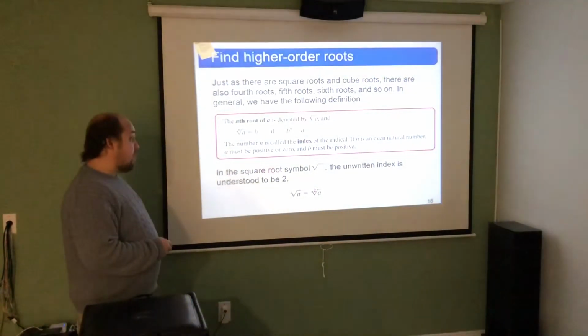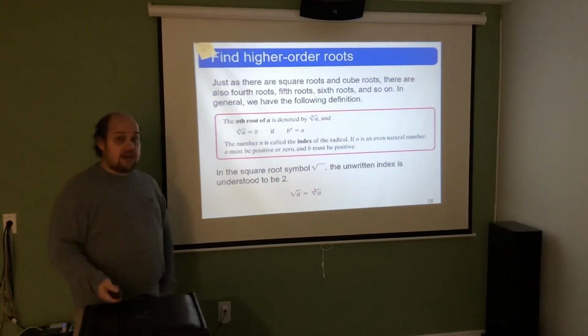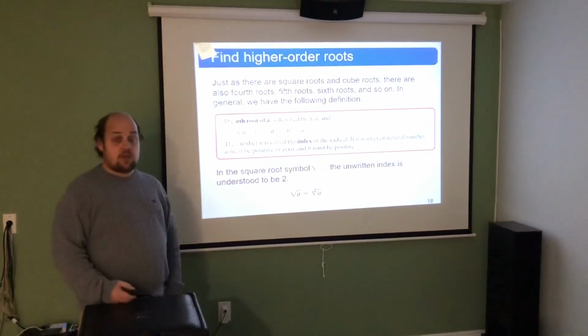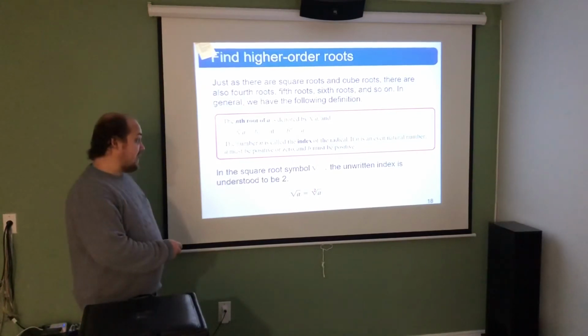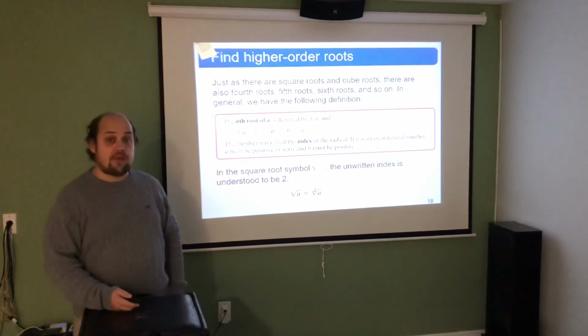In the square root symbol, where you don't have any index at all, the unwritten index is understood to be 2. So when we did square roots in the past, it had the root symbol but no number. That's because we knew it to be 2 when there is no number.